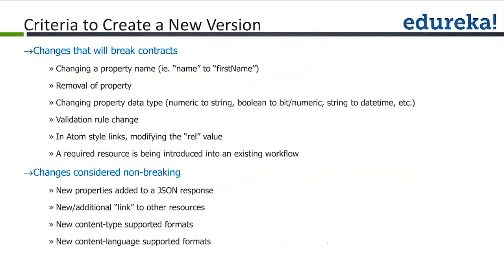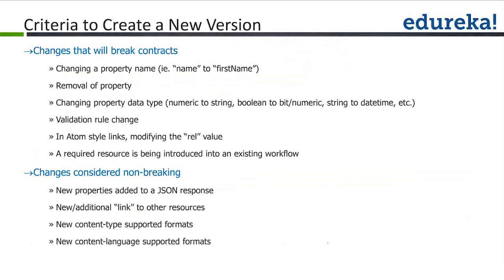So, changes that will break contracts. Okay, thank you, Vijay. Changes that will break contracts: changing a property name, removal of a property. If you remember, I was already talking about this example: if I change an integer property to a string property, there would be an exception that will happen at the client side, not at the provider side, right? So we are just trying to recap what all changes can break your service.